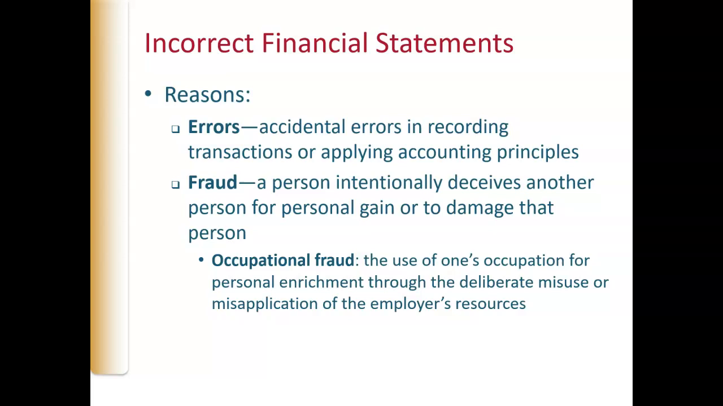Fraud, on the other hand, what we were looking at today, is a person that intentionally deceives another person for personal gain or to damage that person. The difference is that an error is unintentional. Fraud is intentional deceit. Occupational fraud is the use of one's occupation for personal enrichment through deliberate misuse or misapplication of the employer's resources. So the slide we were looking at earlier, can you see that was occupational fraud? Because of that individual's position in the company and in society, he was able to deceive to benefit himself. Whatever you want to call it, he was supposedly lending someone money and giving it back. It wasn't his to lend and give back.